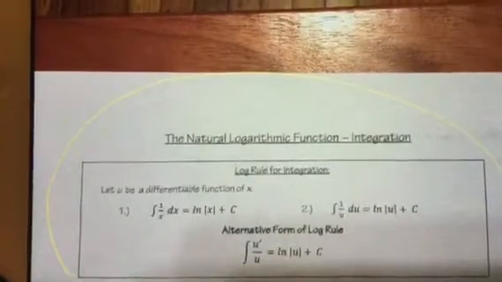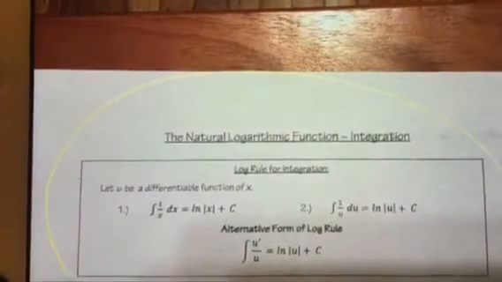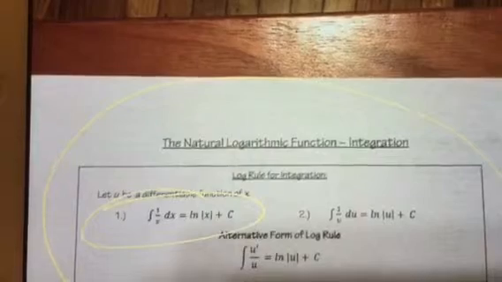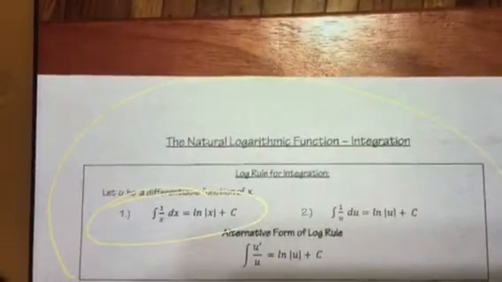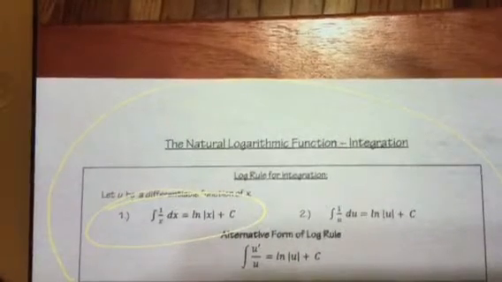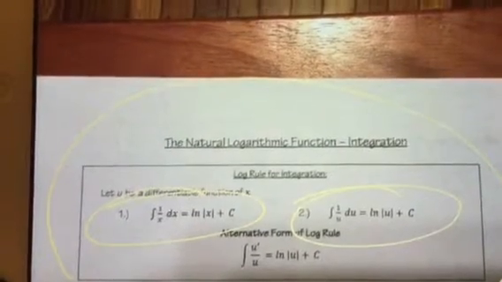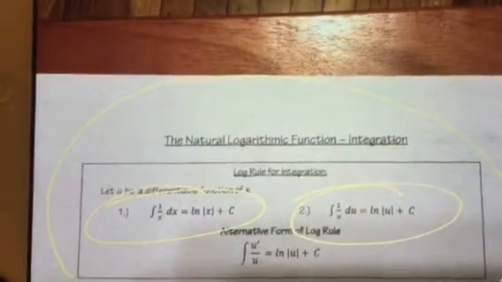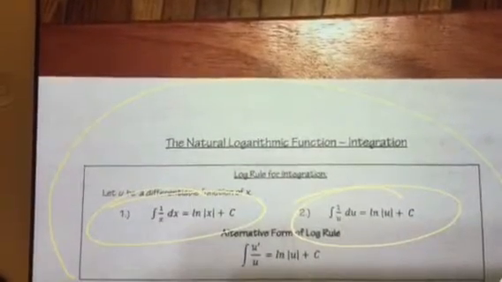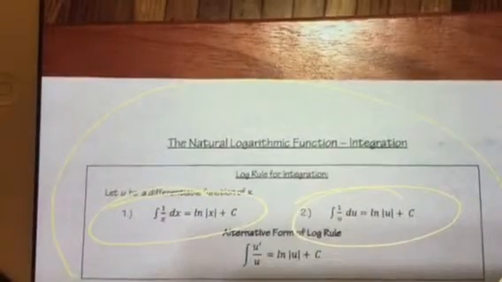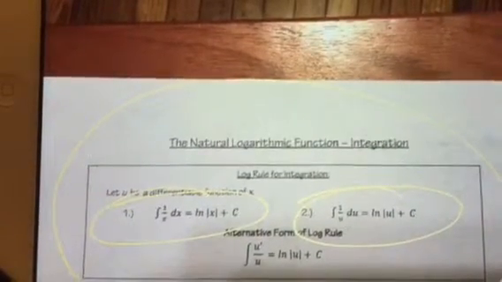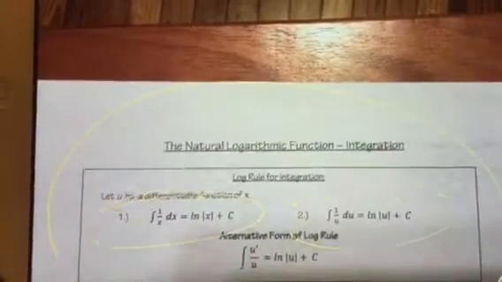The natural log function with integration, and these are the rules we're going to be looking at. If we have an integral of 1 over x dx, then that simply means that it's ln of x plus c. If we have 1 over u du, then that's just simply ln of u plus c. And then you have an alternate form which ties back into u substitution. So let's start going through some examples.